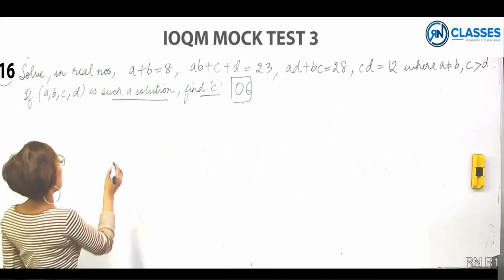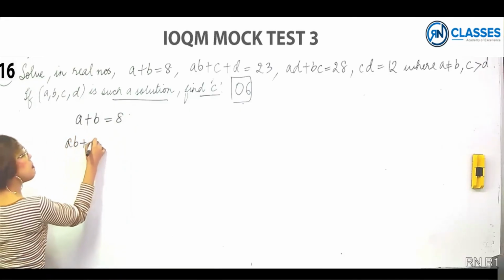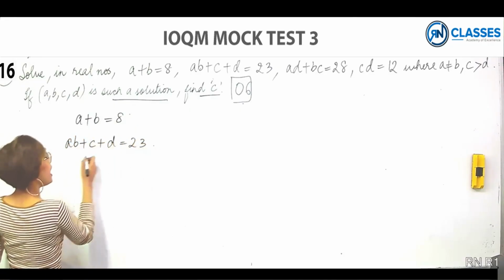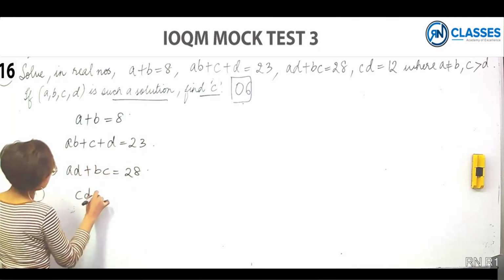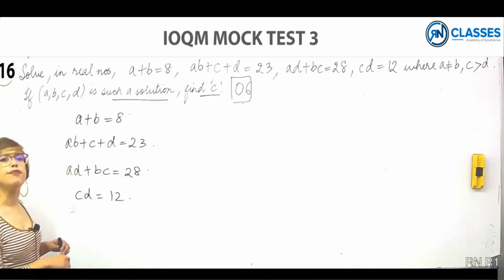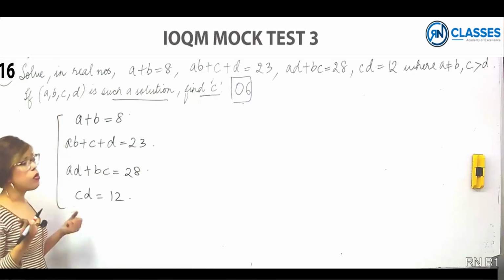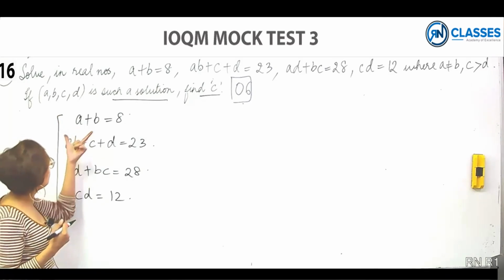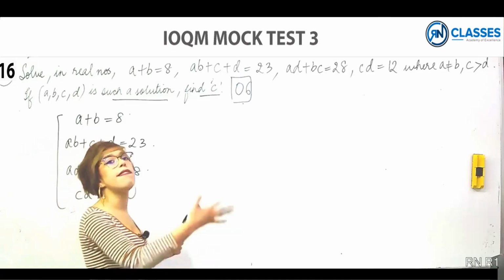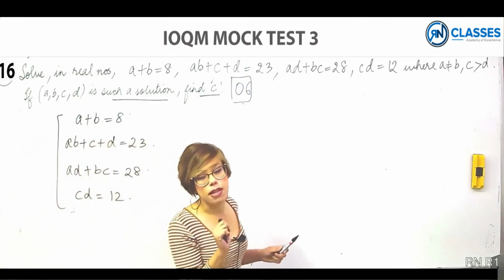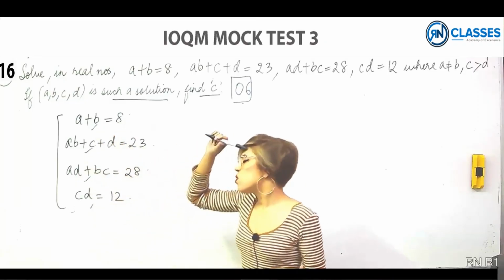Now, if you look carefully, I have A plus B is equal to 8, AB plus C plus D is equal to 23, AD plus BC equal to 28, and CD is equal to 12. These 4 equations are there. Now, try to find out where these terms occur. Maybe in some factorizing polynomial, I should say, these 4 expressions will occur. Now, how should I make use of that?